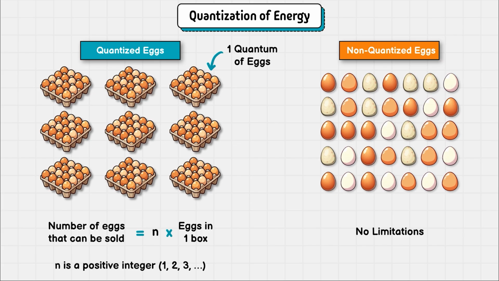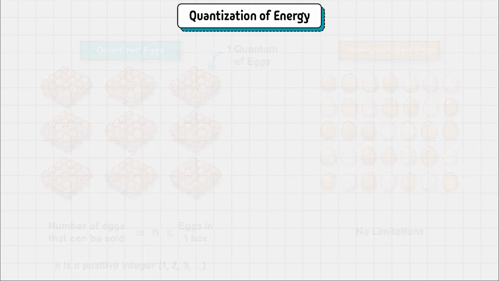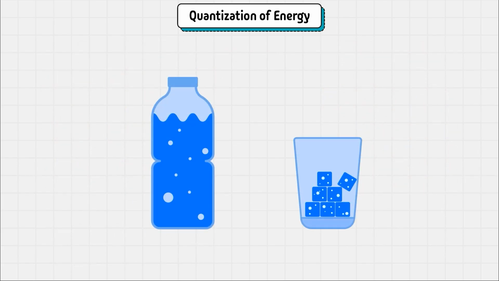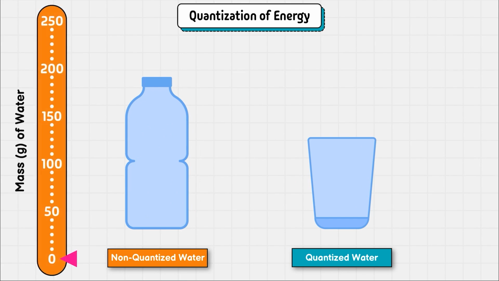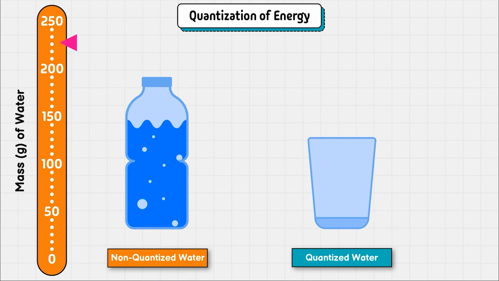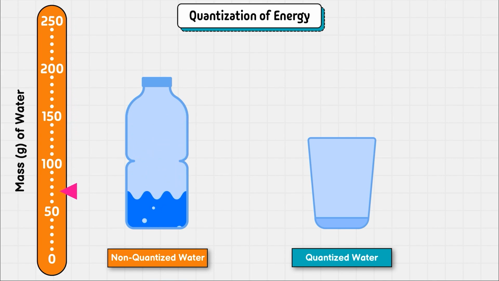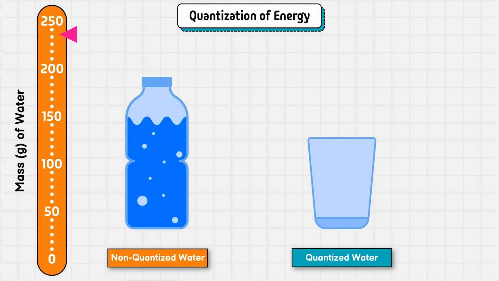But to understand the concept of quantization even better, let's use another analogy, water and ice cubes. Liquid water is the non-quantized form of water, while these ice cubes are its quantized form. Now let's start pouring this liquid water into a bottle, while measuring its mass at the same time. As I pour the water, you will see the mass increase steadily and continuously. The mass rises from 0 to 250 grams without any jumps or breaks. I can take 60 grams of water, 140 grams of water, or even 250 grams of water. There is no restriction on the amount of water I can take in this liquid form.